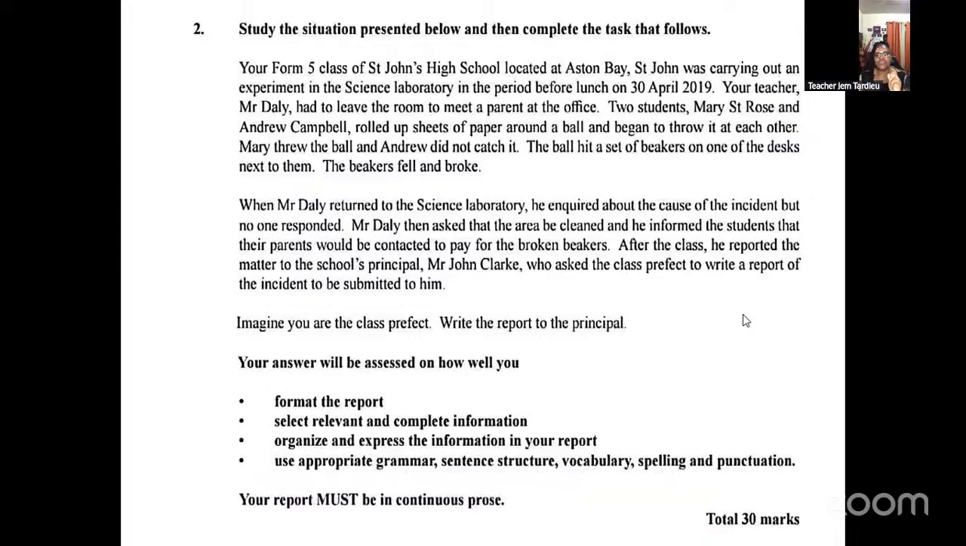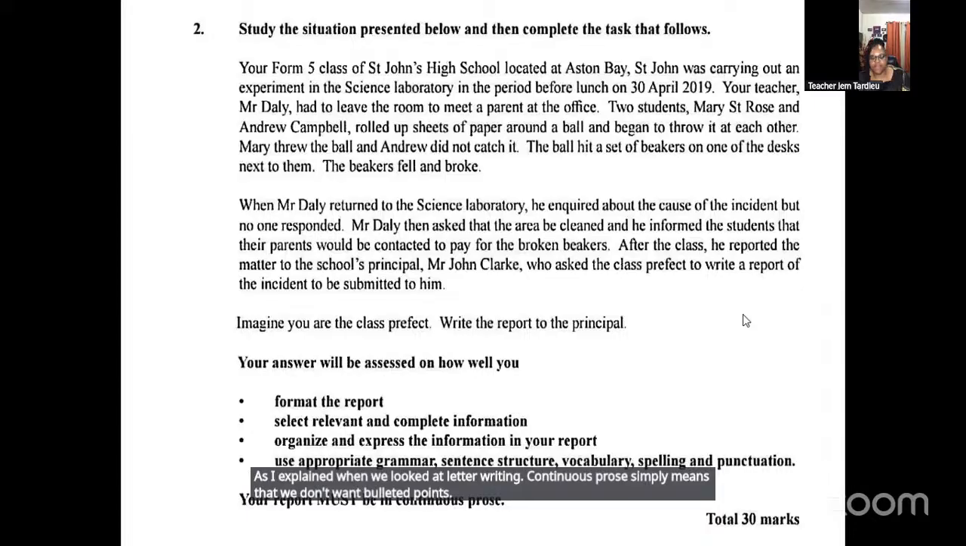When we begin to write now, CXC says, format the report. Not only that, they said, your report must be in continuous prose. As I explained when we looked at letter writing, continuous prose simply means that we don't want bulleted points.